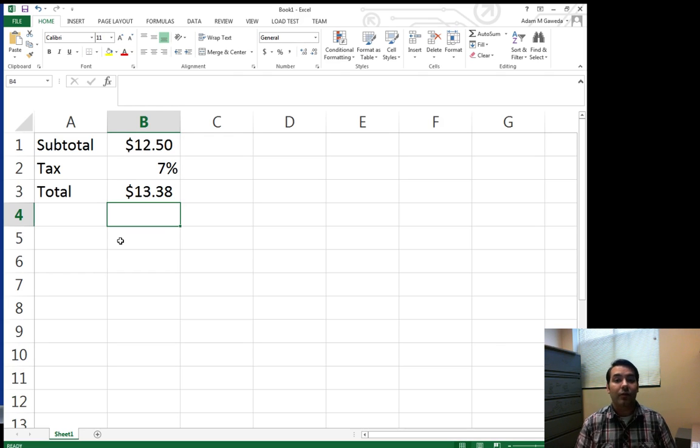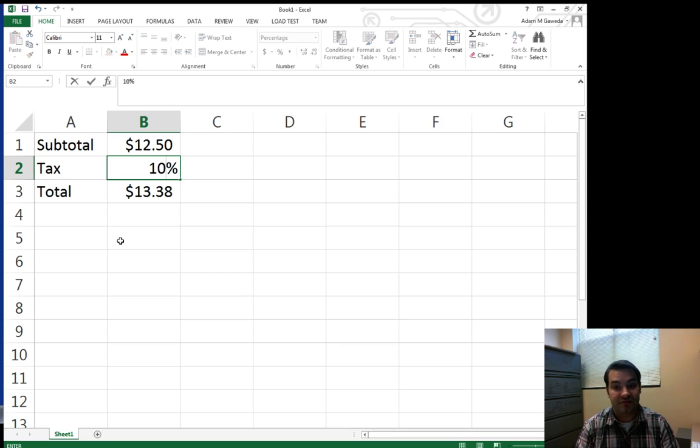Excellent. The reason why we do this, though, is because now Excel is evaluating B1 and B2. If I change B2, for example, say, I don't know, economy's still bad, sales tax goes up to 10%. If I hit enter, notice what happened. My total changed. If, for example, my subtotal was a little less, 19.99, as soon as I hit enter, I can see all of a sudden the calculations unfurl.